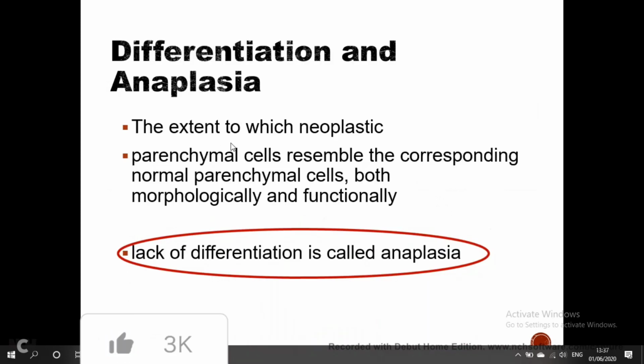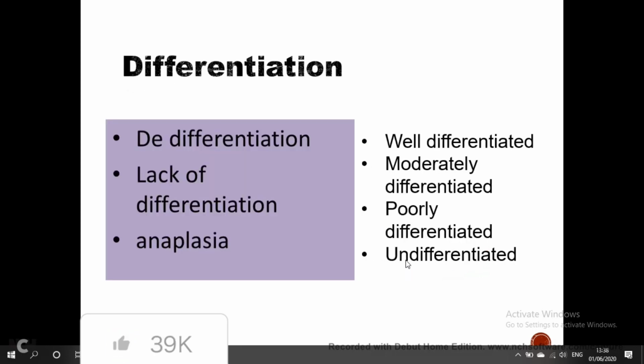Now, what is differentiation in neoplasia? The extent to which the neoplastic cells resemble their normal counterpart is known as differentiation. Parenchymal cells resemble the corresponding normal parenchymal cells, both morphologically and functionally. But if they develop lack of differentiation, that is, lack of resemblance to the normal counterpart, it is known as anaplasia. So anaplasia can be defined as lack of differentiation. It may also be known as dedifferentiation.